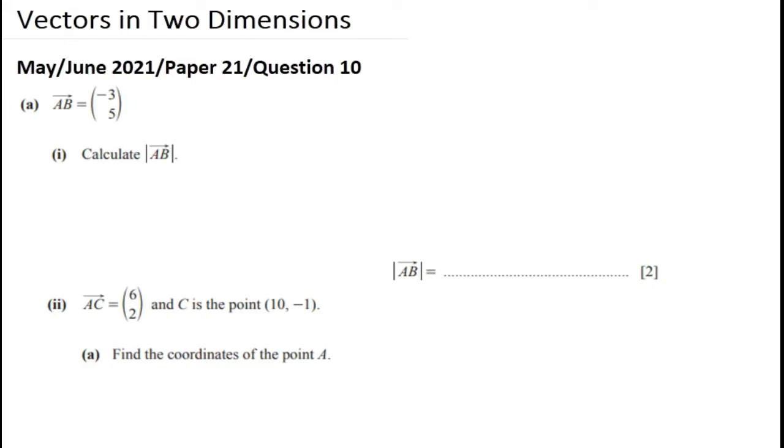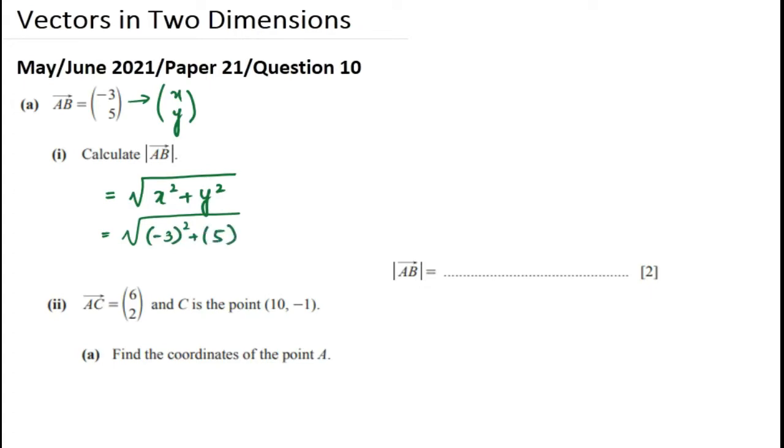So to find its magnitude, we will use the formula square root of x squared plus y squared. So this is the value of x and y. Now when we substitute these values, here we have (-3) squared plus 5 squared. So 3 squared is 9 and 5 squared is 25. Now when we add these two, it is the square root of 34.